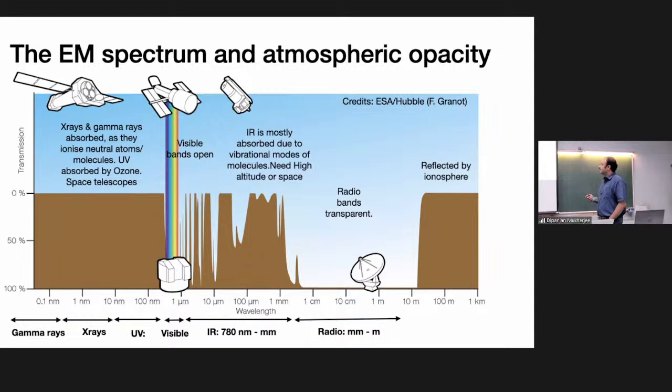IR is very nicely absorbed by some of the molecules in the atmosphere. So what happens is the molecules have some vibrational states. They are coupled with dipoles and other poles, multipoles. And these vibrational states are excited by this infrared radiation. So that is why you have the spikes that happen. To observe these, you can again go to higher altitudes.